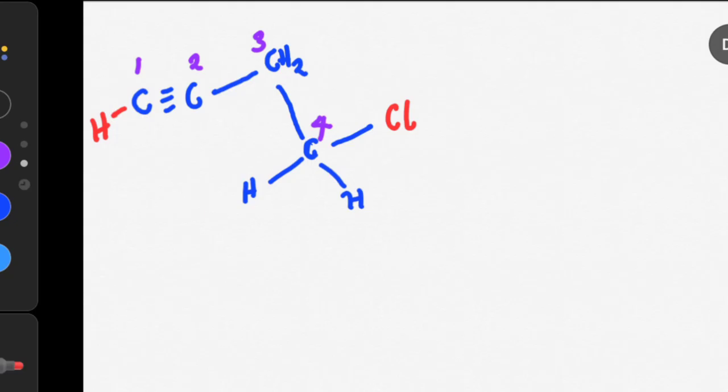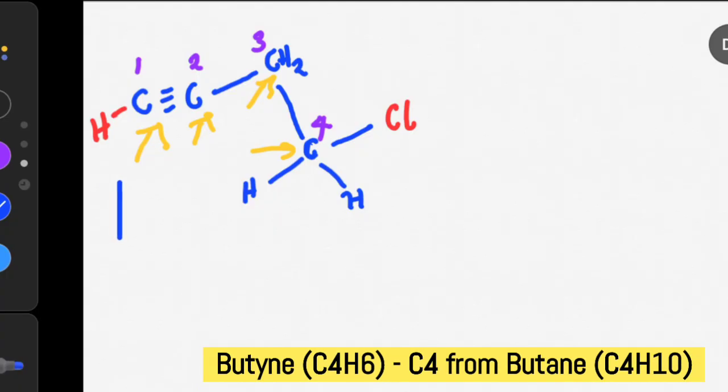So the parent name, what is it? How many carbons? We have 1, 2, 3, and 4. Bear in mind it is an alkyne, so we know that this is 1-butyne, or let's just say butyne in the first place.